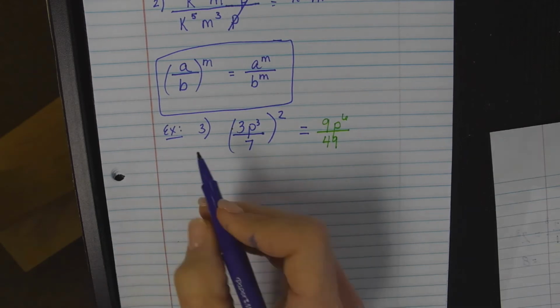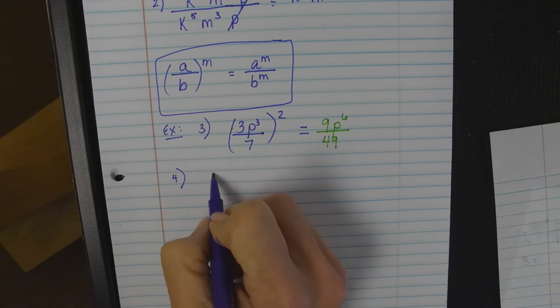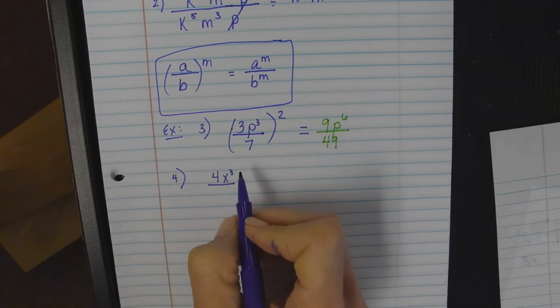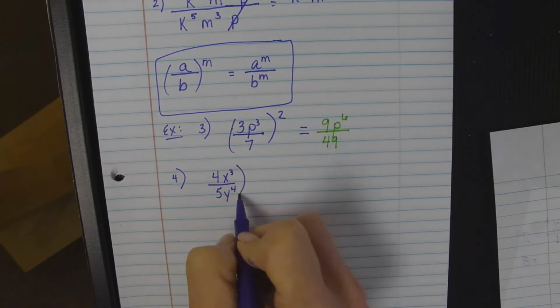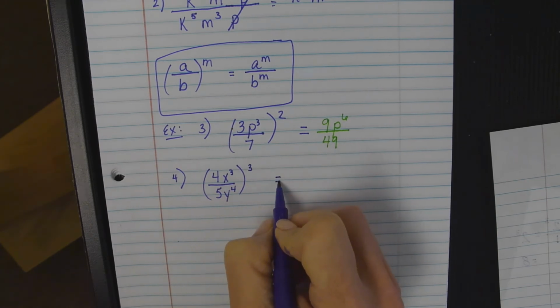All right, so look at number 4 by itself. 4x to the third over 5y to the fourth, all to the third power.